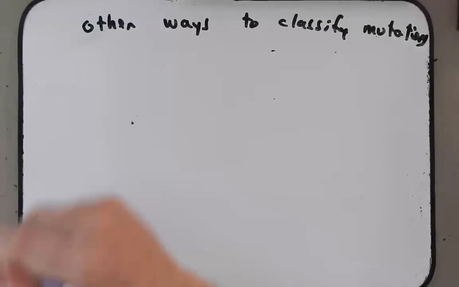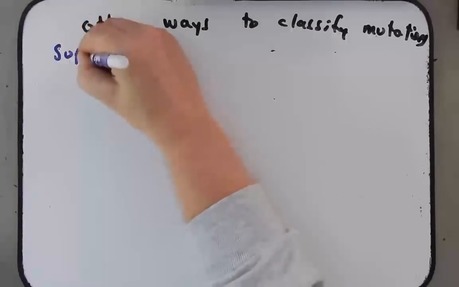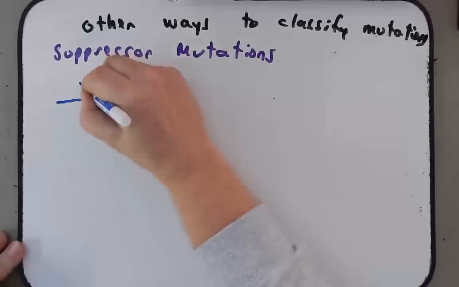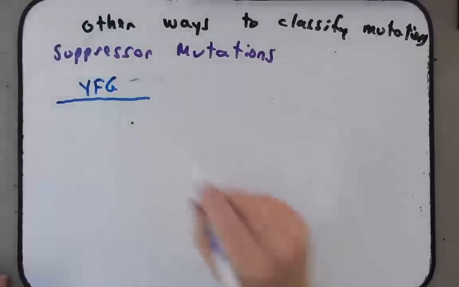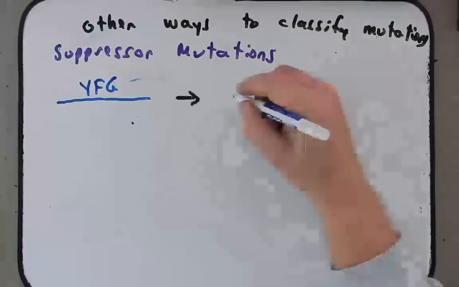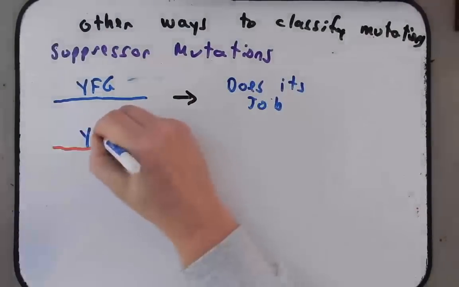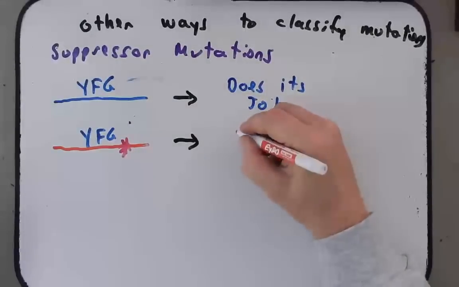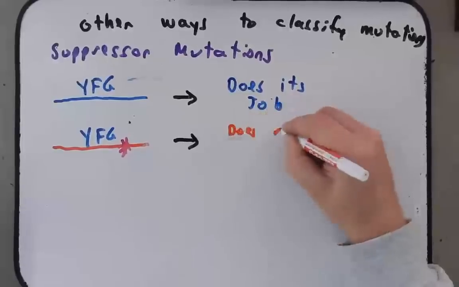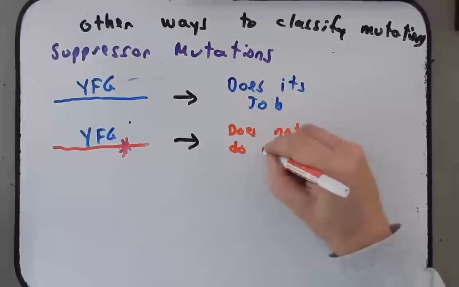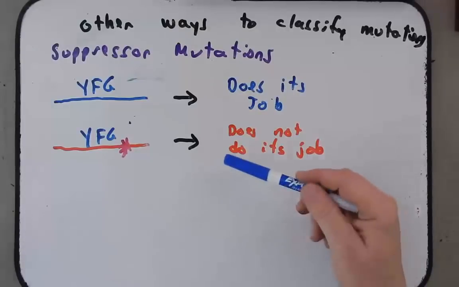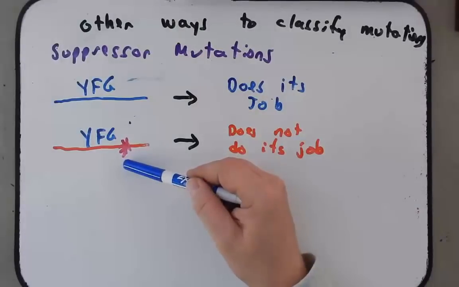The last thing I want to talk about are suppressor mutations. Let's say we have this gene. Let's call it YFG for your favorite gene. If it becomes mutated, it's still YFG, but now there's a mutation in it that prevents your favorite gene from doing its job. So we always say, does not do its job. A suppressor mutation is a kind of mutation that allows this otherwise mutated allele to now do its job.